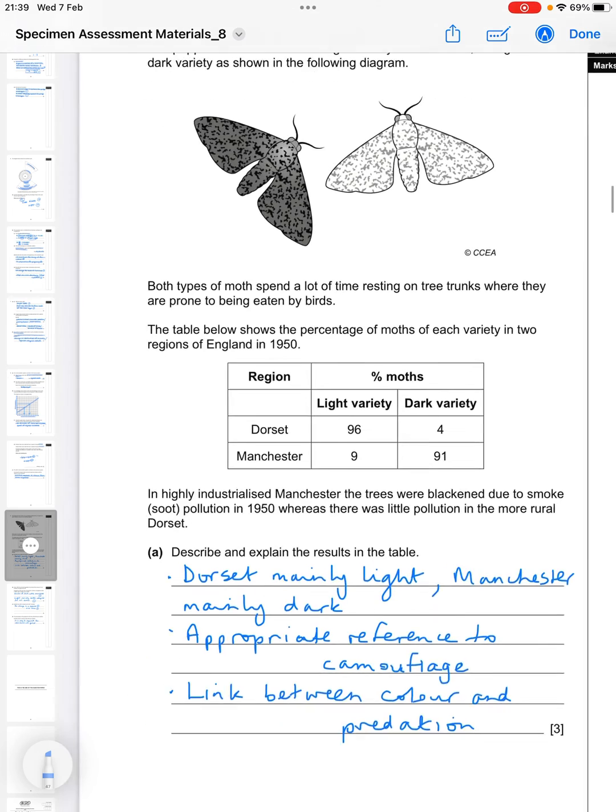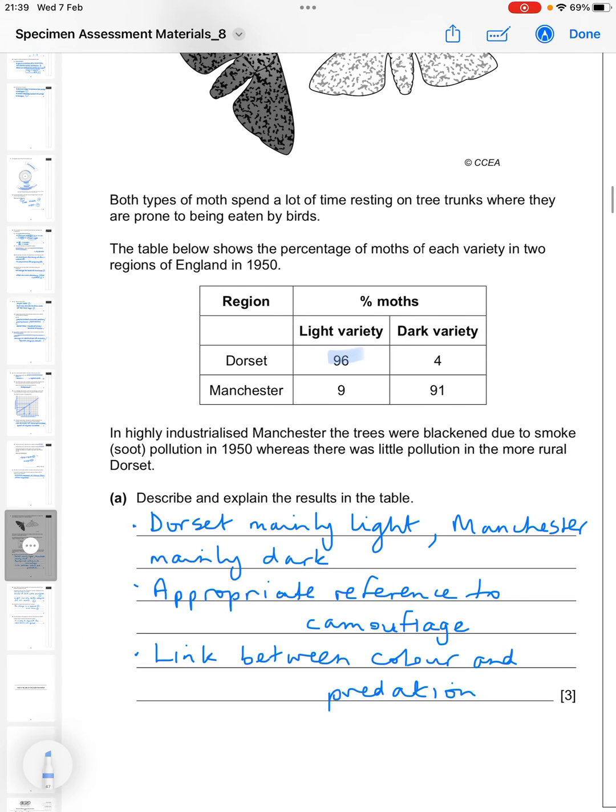So it says in Dorset, there are 96 of the light variety and 4 of the dark variety. In Manchester, 9 of the light ones and 91 of the dark ones. So in highly industrialised Manchester, the trees were blackened due to smoke or soot pollution in 1950, whereas there was little pollution in more rural Dorset. So describe and explain the results in the table.